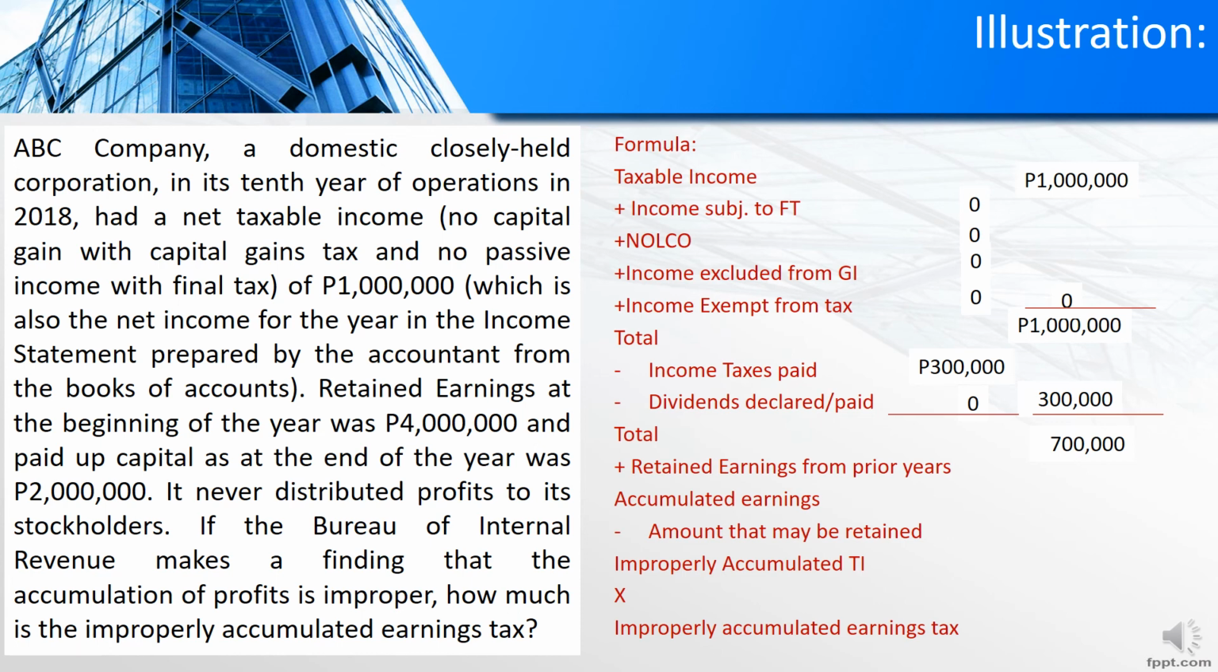According to the problem, retained earnings at the beginning of the year was 4 million. So total accumulated earnings therefore is 4,700,000. Then we deduct amount that may be retained. According to the problem, the paid up capital at the end of the year was 2 million. This is an allowable amount that may be retained by the domestic corporation. So 2 million. Deduct that from 4,700,000 to get the improperly accumulated taxable income of 2,700,000. Then we multiply it with the IAET tax rate of 10% to get the improperly accumulated earnings tax of 270,000. That is how to compute for the improperly accumulated earnings tax.